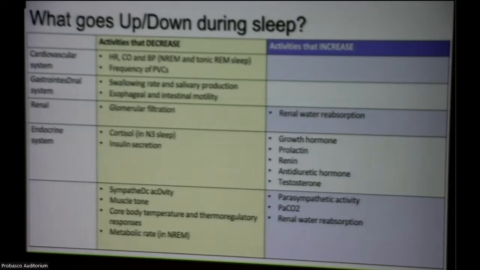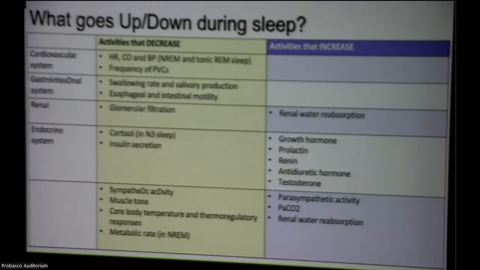So now that we talked about sleep and the CNS mechanisms of sleep and what normal sleep is, I'm going to talk a little bit about some things that change physiologically. The activities that decrease when we are asleep include heart rate, cardiac output, and blood pressure. It's what we call nocturnal dipping. In conditions where sleep is disturbed, you will not see that typical nocturnal dipping, and that has pathological implications.